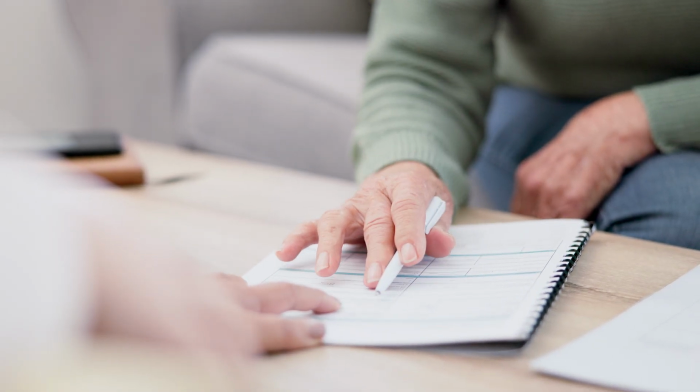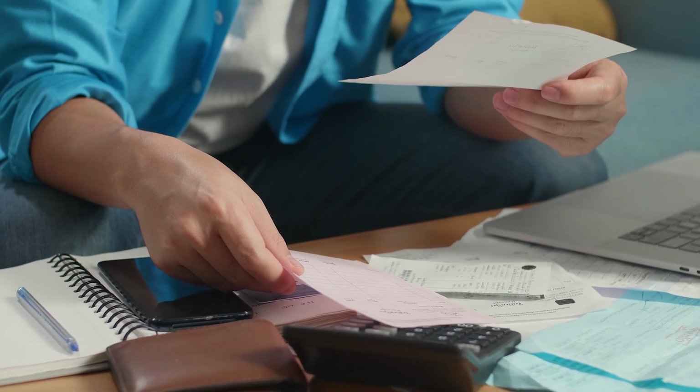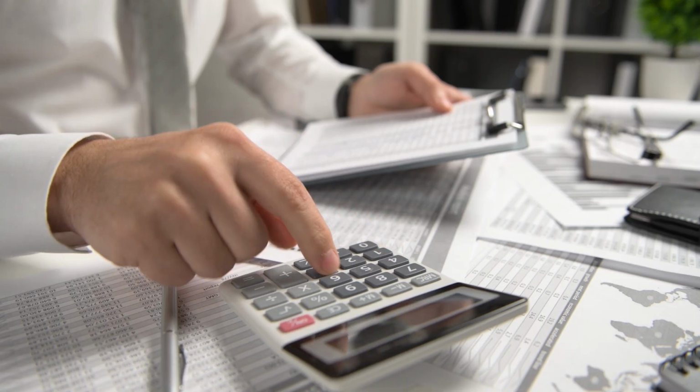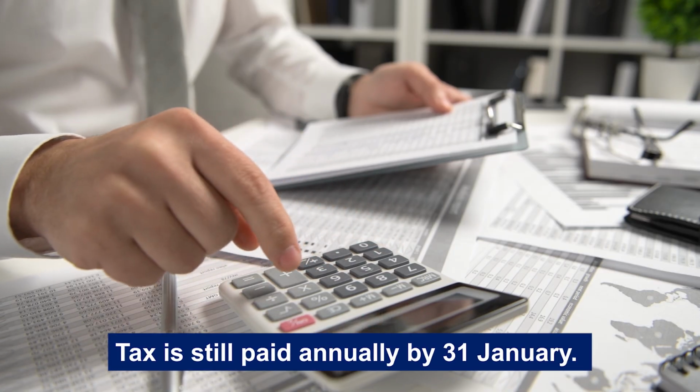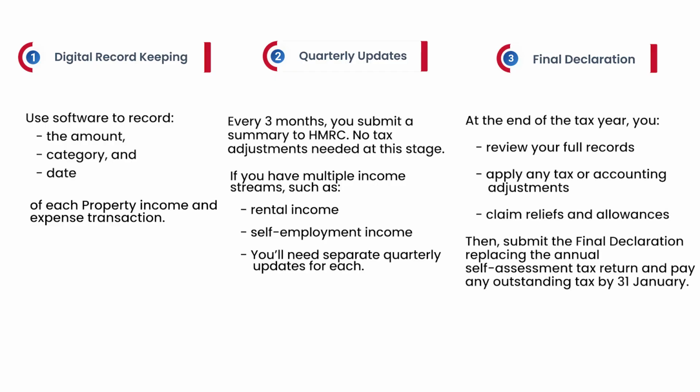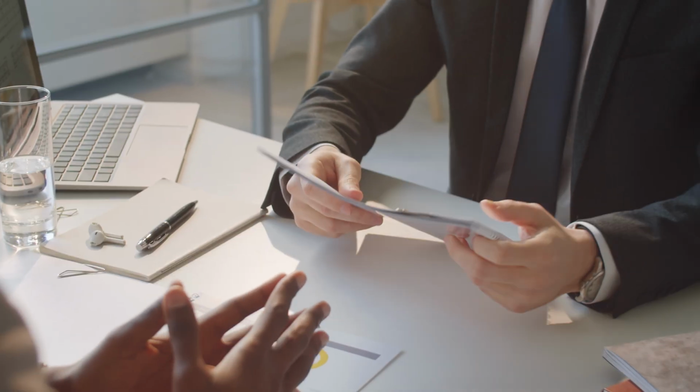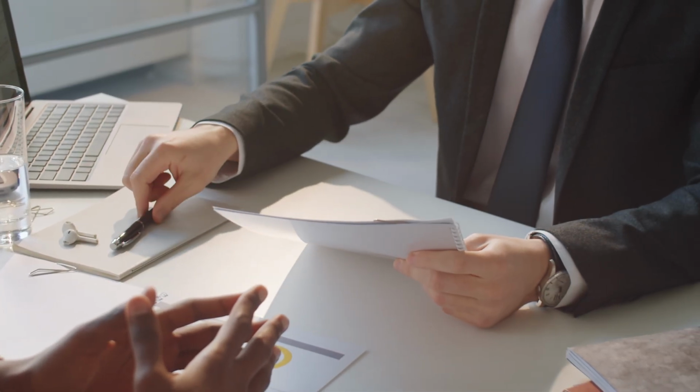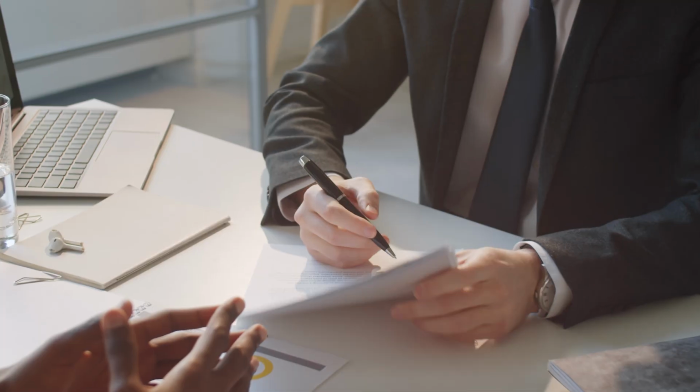Quarterly tax payments are not required under Making Tax Digital. Only quarterly updates must be submitted. Tax is still paid annually by the 31st of January. Third, final declaration. At the end of the tax year, you review your full records. Apply any tax or accounting adjustments. Claim reliefs and allowances. Then, submit the final declaration, replacing the annual self-assessment tax return, and pay any outstanding tax by 31st January.